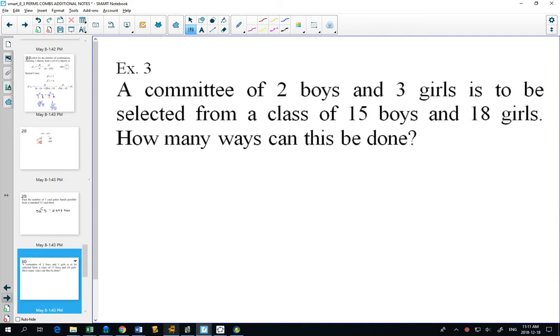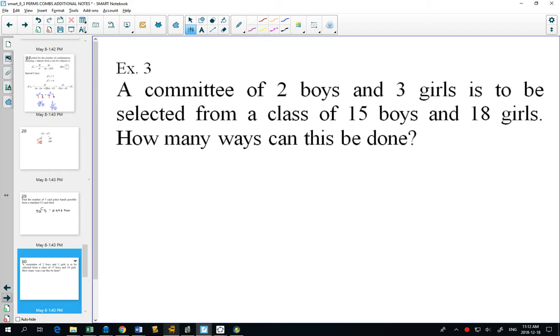A committee of 2 boys and 3 girls is to be selected from a class of 15 boys and 18 girls. So here we have a committee. You would ask yourself, does the order matter? I don't like my committee. Oh, we'll change the order. It's still the same people you're working with.